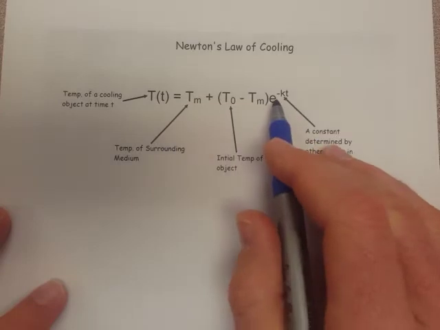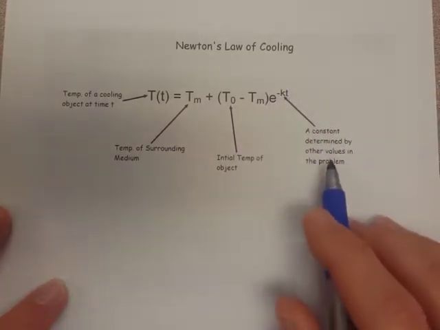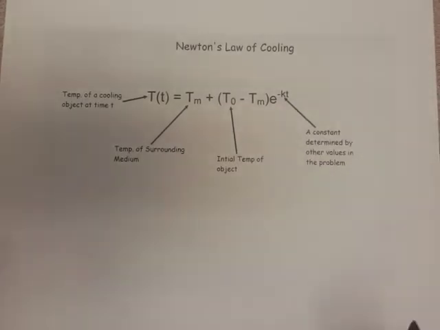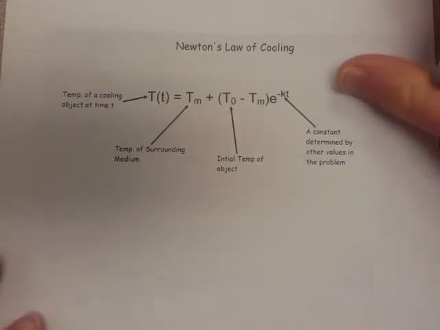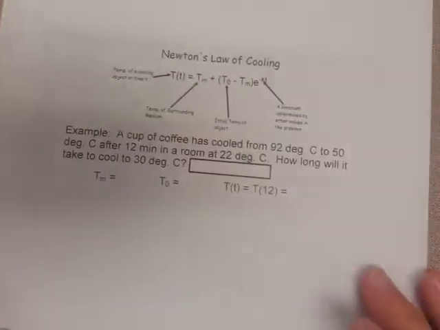The other things here, we've got e to the kt, as you probably guessed, t is time. k is a constant that's determined by other values in the problem, so that varies from each problem, but it's constant for that particular problem. So what we're going to do is just jump right into the example, and it looks like this.